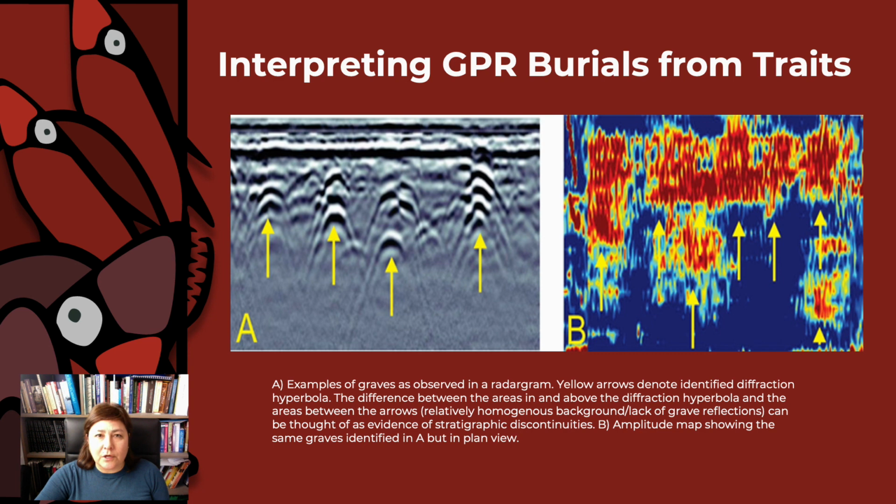Hyperbolic shapes are convex shapes that appear in radargrams above and within rectangular grave shafts, particularly across the width of the grave. They are likely caused by the difference in physical properties between the material filling the grave shaft and the surrounding material, which causes the GPR waves to reflect from the bottom and the walls of the shaft and concentrate in a curved shape above. Figure B shows an amplitude map showing the same graves identified in A, but in plan view.